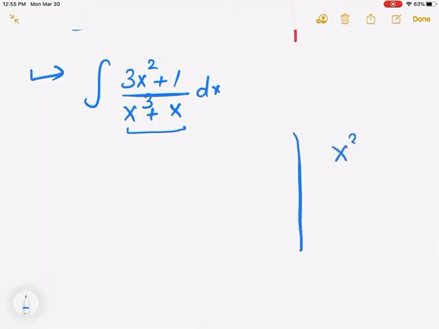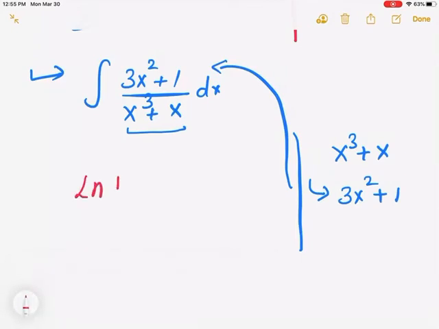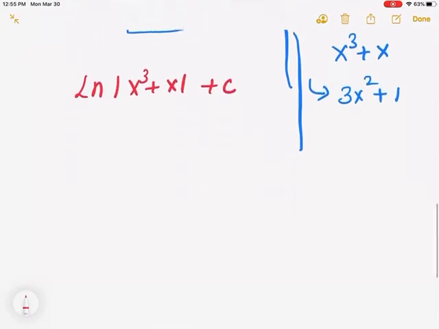All right, derivative of this. Let's check. The derivative would be 3x squared plus 1, which is the same as this, so there's nothing I need to factor out, and nothing I need to bring in. So right away, it's going to be ln of the denominator function, and I would add c at the end. Here you go.